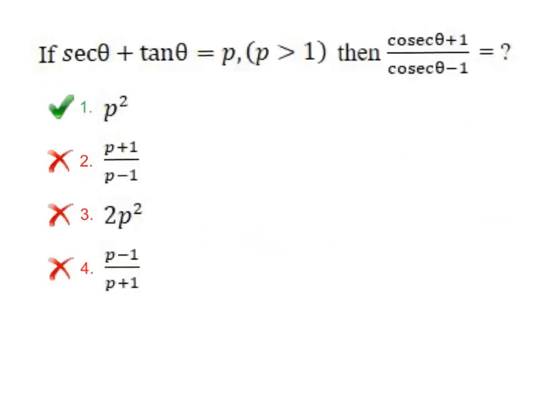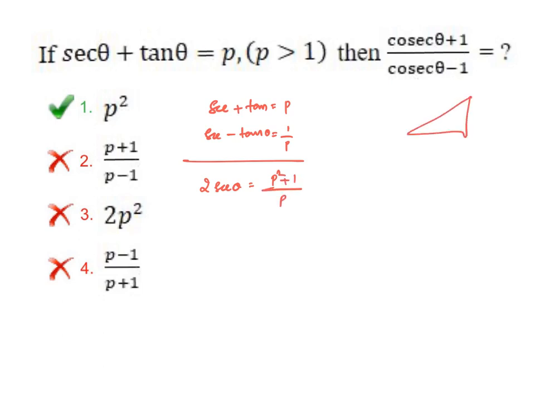If secant theta plus tan theta is equal to p, then find cosecant theta plus 1 by cosecant theta minus 1. So secant theta plus tan theta is equal to p means secant theta minus tan theta is equal to 1 by p. This format we already know. So we know 2 secant theta is equal to p square plus 1 by p. So secant theta is hypotenuse, that is p square plus 1, adjacent is 2p. Therefore the other side becomes p square minus 1.